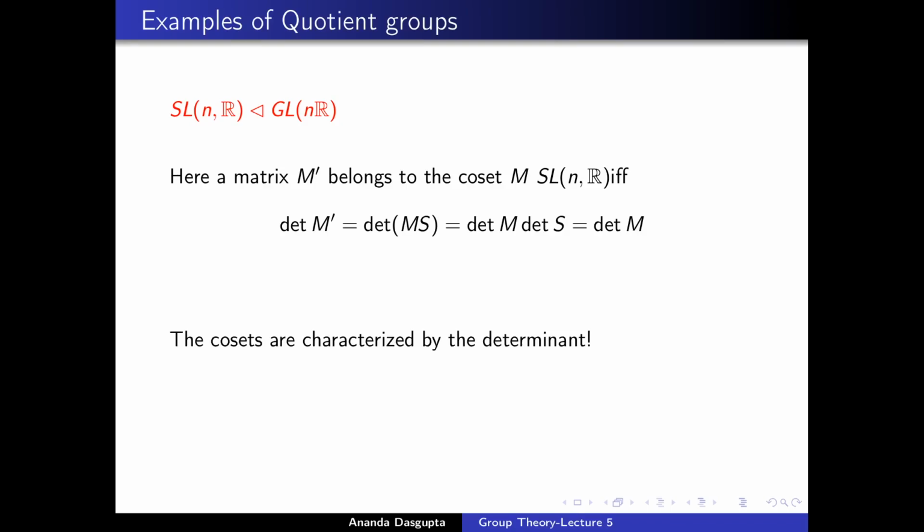Actually, things work the other way round as well. If you give me any real number as the determinant of a matrix, then I can find for you the coset of SL(N,R), which is labeled by that real number. All you have to do is find one matrix with that determinant, and that matrix is going to label a whole coset, which is that matrix times every element of SL(N,R). And that particular coset will have only matrices with that particular determinant.